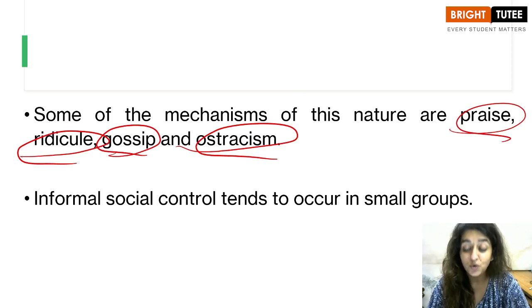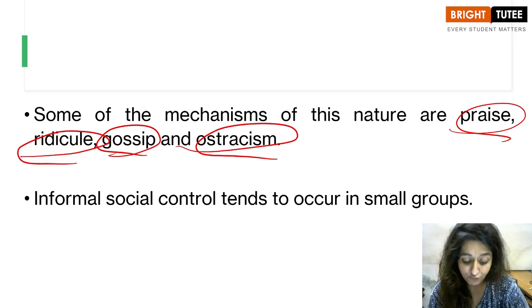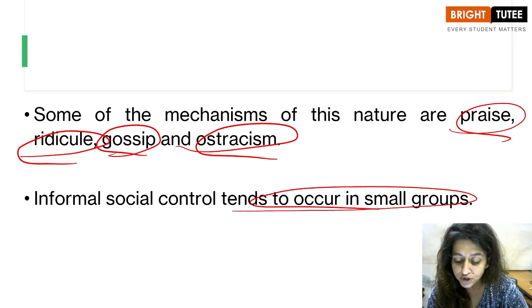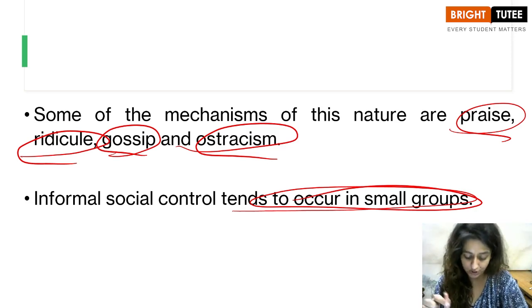So basically, when you are praising someone, ridiculing someone, punishing someone, or gossiping about someone, it is a part of your social gesture, a part of a social community, and hence informal social control tends to occur in smaller groups. When your friend is gossiping about you, about some action that you did, that might be an action which is not socially acceptable, and hence the gossip might control that action of yours, and becomes a part of social control.